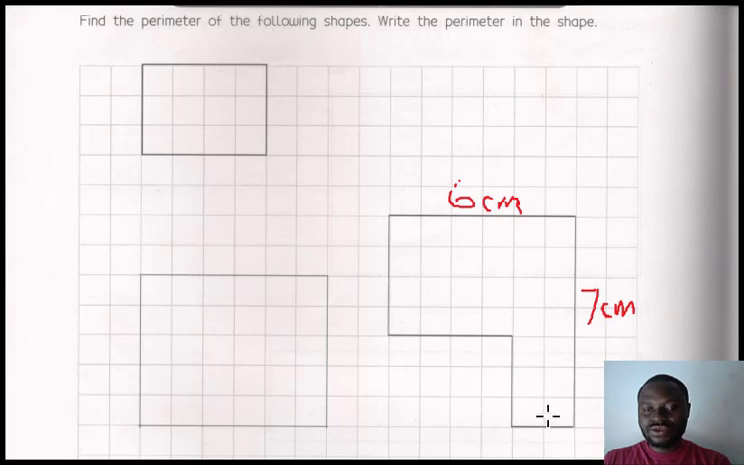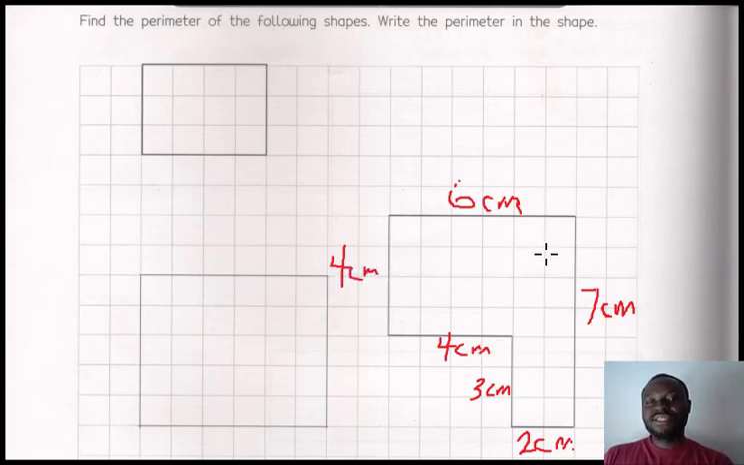Now this one has 2 squares, which is going to give us 2 centimeters. This one has 3 squares, so it gives us 3 centimeters. And we have 1, 2, 3, 4 squares there, so that gives us 4 centimeters. And we have 1, 2, 3, 4, another 4 centimeters. Good.